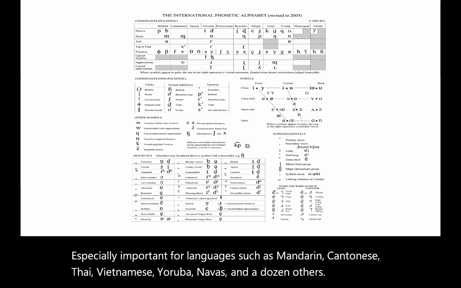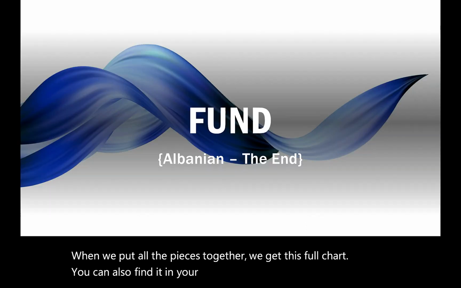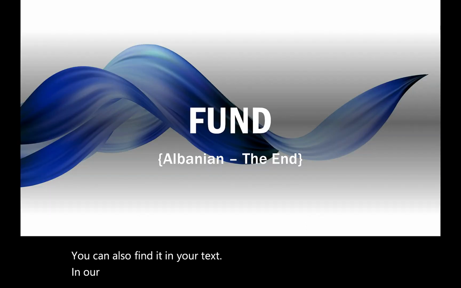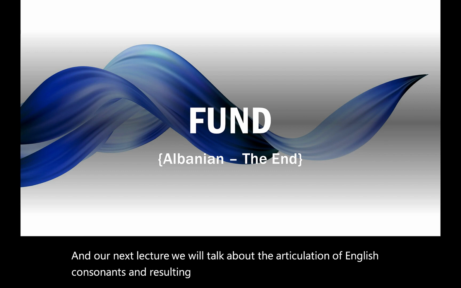When we put all the pieces together, we get this full chart. You can also find it in your textbook. In our next lecture, we will talk about the articulation of English consonants, and we will rely on this chart and its components. See you next time.